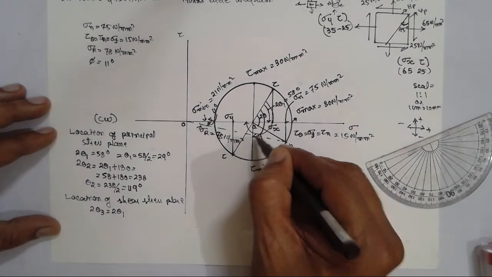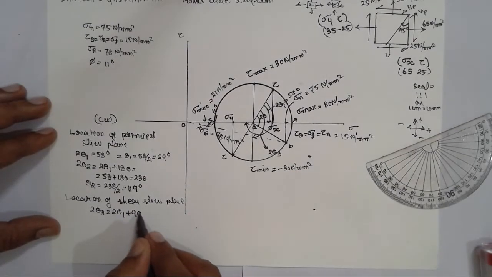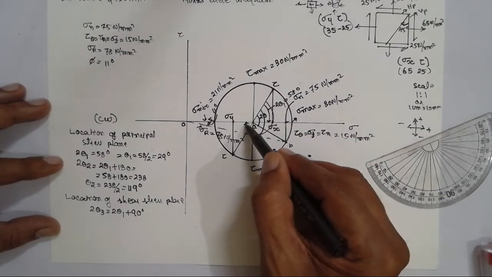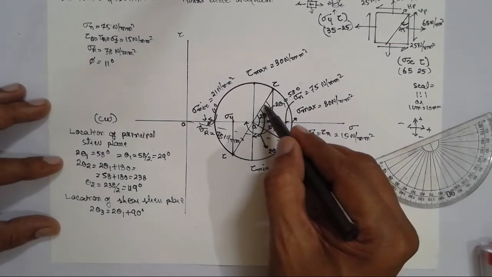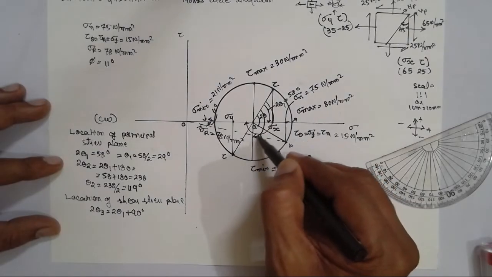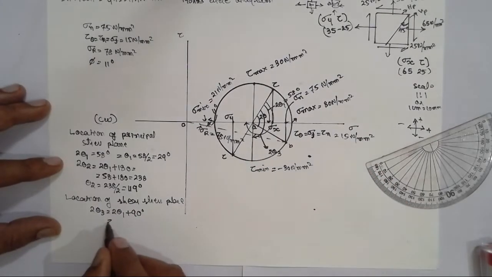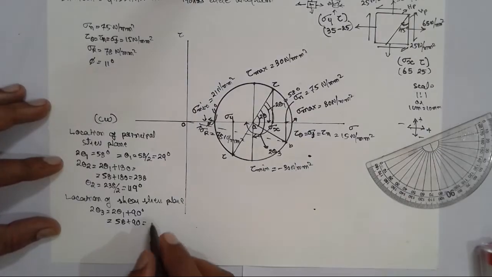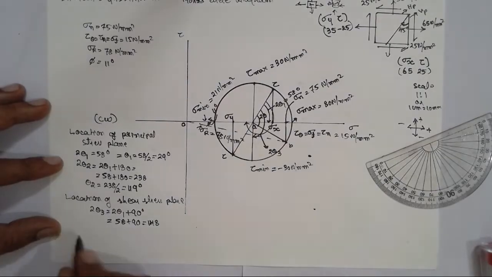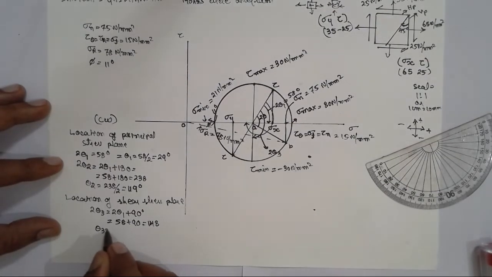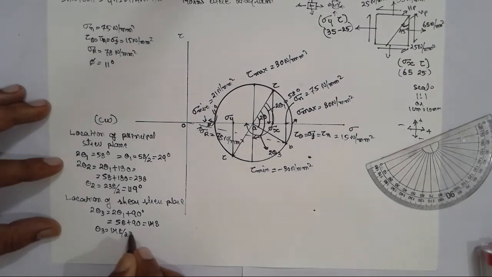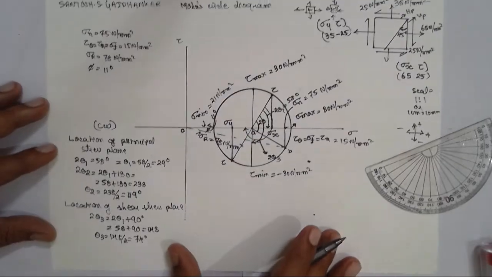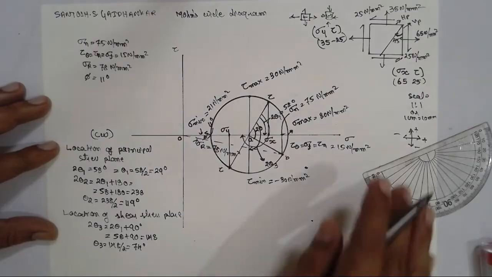2 theta 1 plus 90 degree. In the previous case it was 2 theta 1 plus 180. Here it is 2 theta 1 plus 90 degree. That means 58 plus 90, 148. Theta 3, 148 divided by 2, 74 degree.